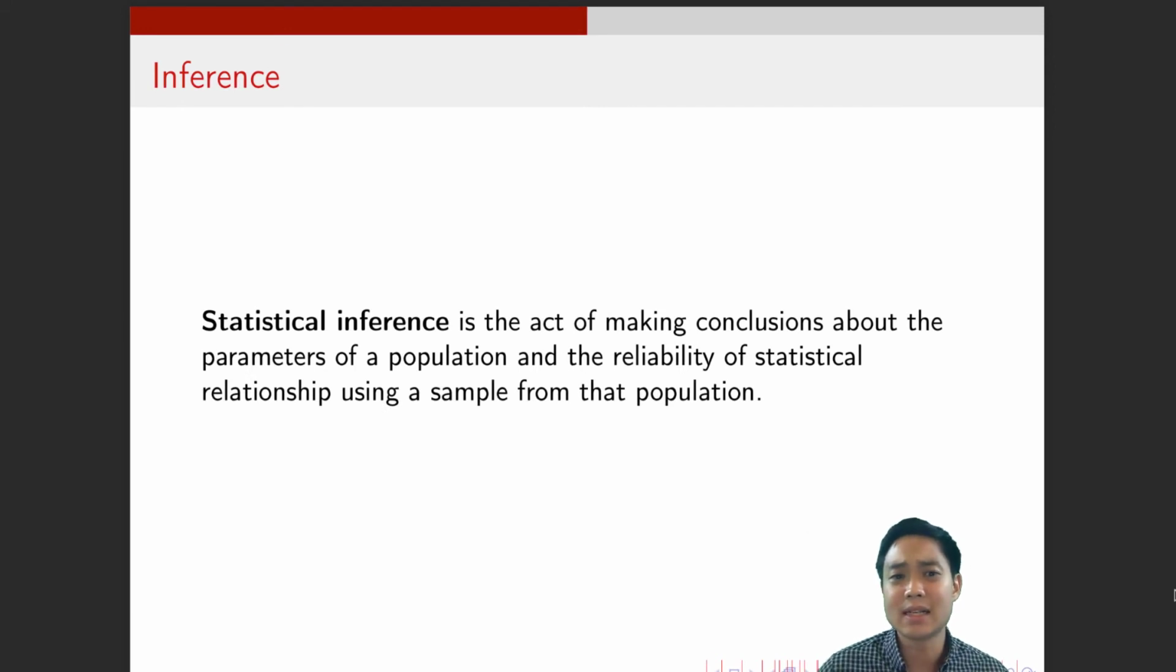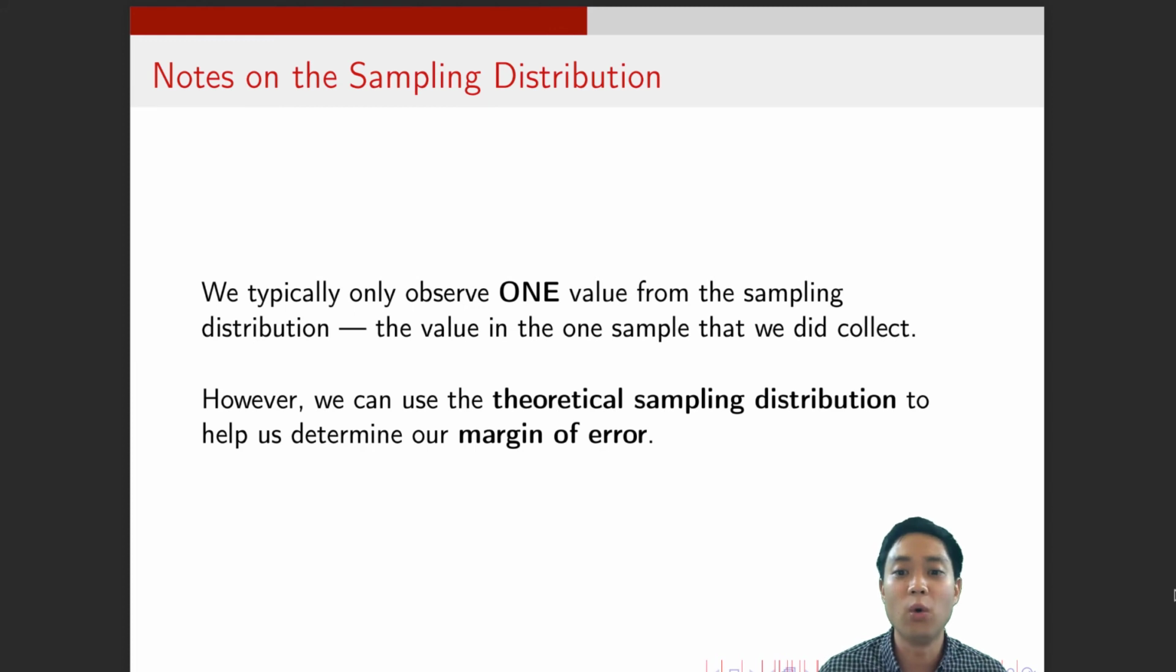Statistical inference is the act of making conclusions about the population and the reliability of statistical relationships using a sample from that population. Basically, we want to take that one sample that we have and be able to generalize to that population. To do that, we're going to be using the idea behind this sampling distribution. In general, we won't be able to actually go out and collect that sampling distribution. So we're going to get at that theoretical sampling distribution using simulations.